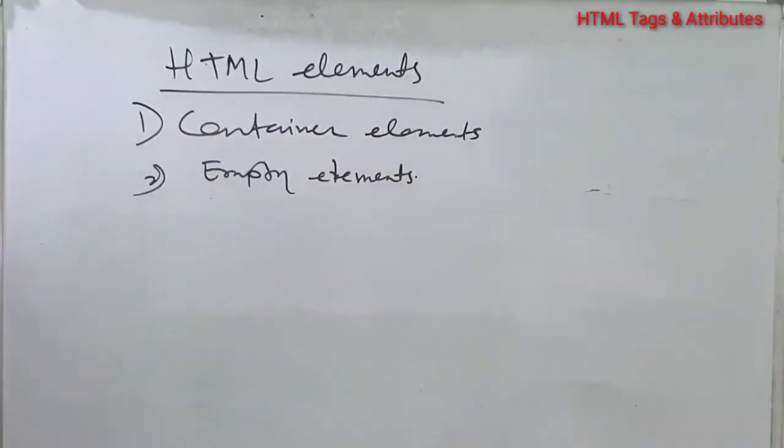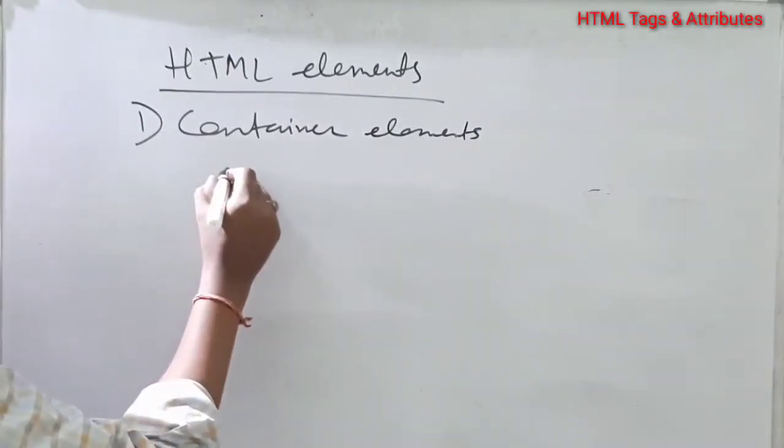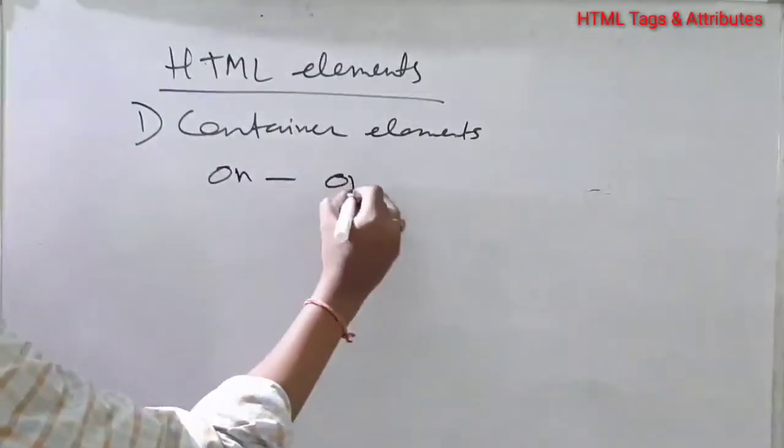So container element means what? Container element means where both on and off tag are present. You can see here in your books, HTML elements can be categorized as container elements and empty elements. In container elements, HTML elements that include both on and off tag are called container elements.